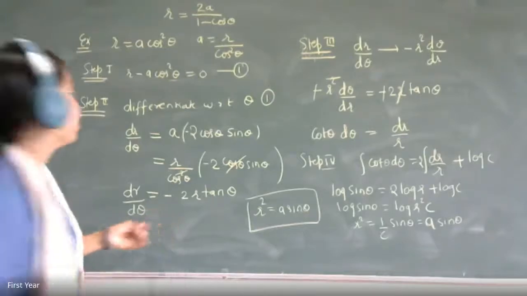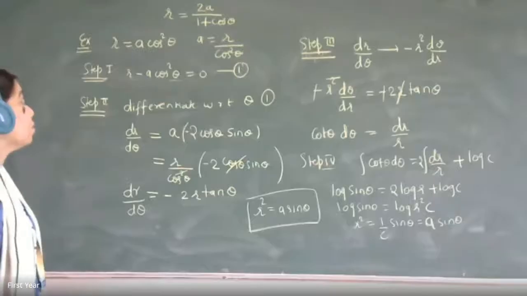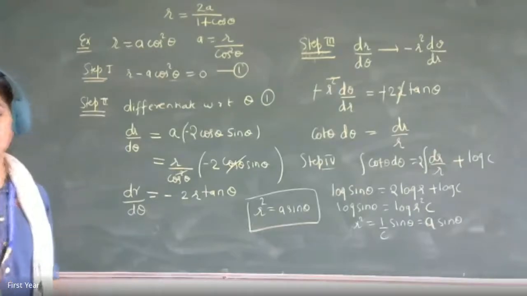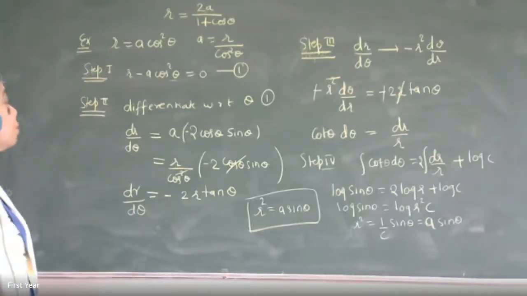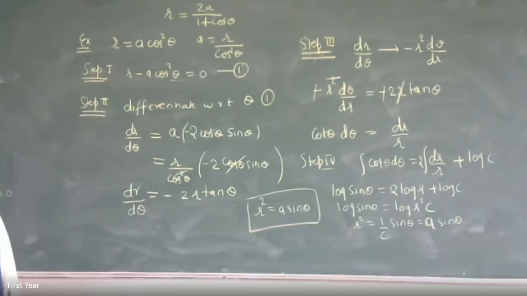One plus u. Ma'am, R is equal to, you can't see. We can't see the numerator. I'll write it down. I'll tell you. R is equal to 2a upon 1 plus cos theta.